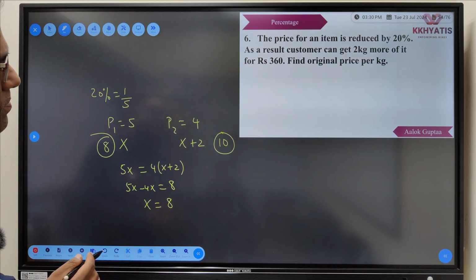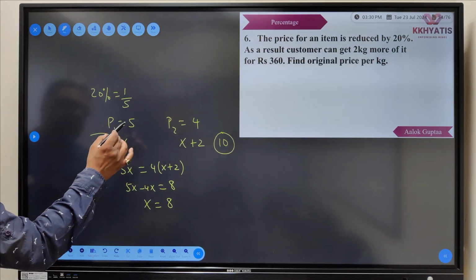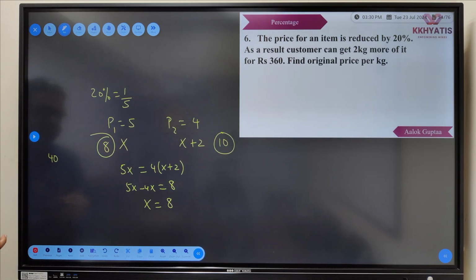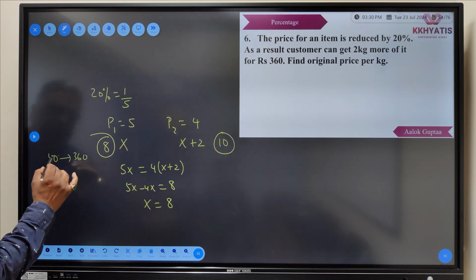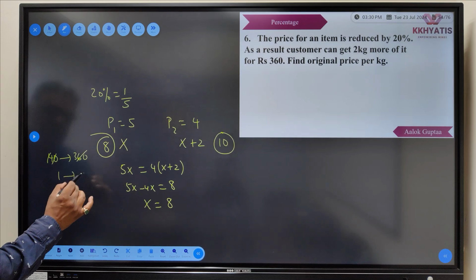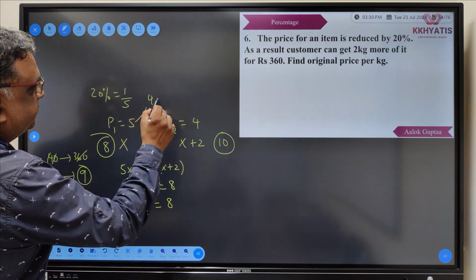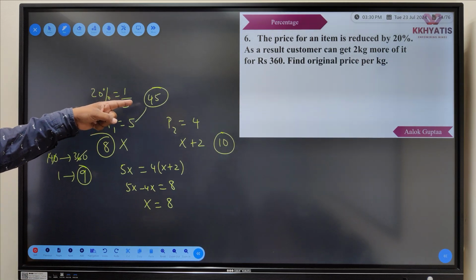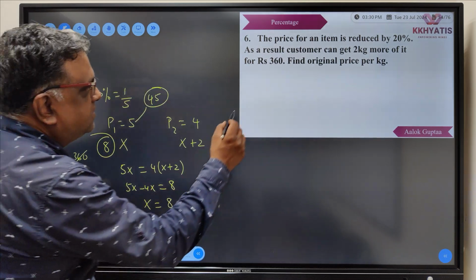Now find the original price per kg. So earlier he was buying 8 kgs and the price was 5. So earlier his expense was 40. Yes or no? And what value is given for 40? 360. So what will be the value of 1? 9. So what will be the value of 5? 45. Correct or no? So he must be buying at 45 per kg, the original price of rice.